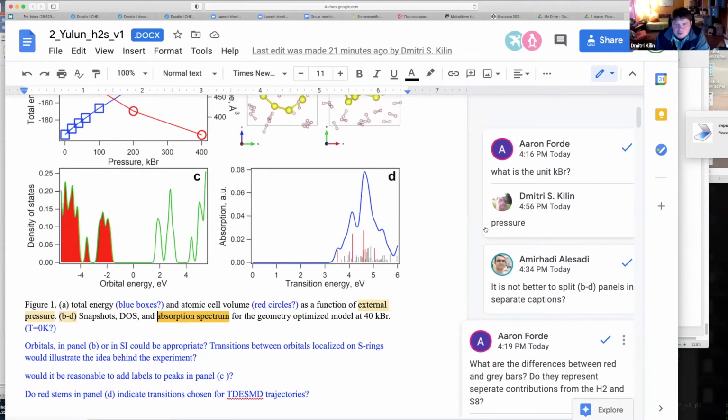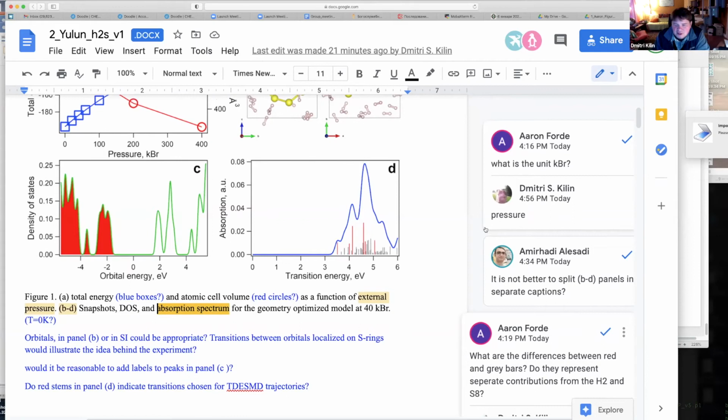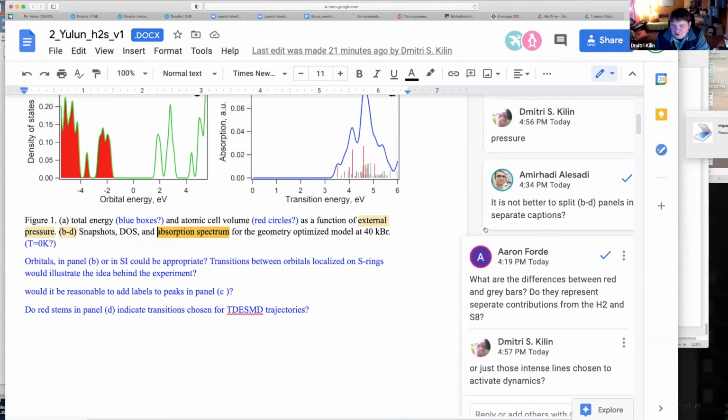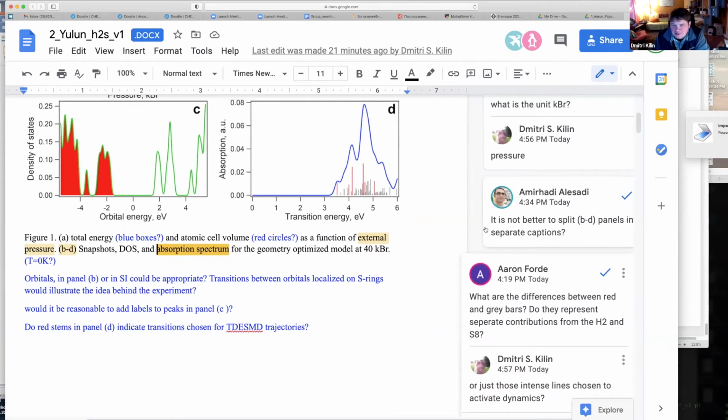Aaron is asking about panel D. What is the difference between red and gray bars? There are two potential answers. One is that those are transitions originating from hydrogen and sulfur, and another is that they are just lines used or not used for dynamics. So the second, okay.